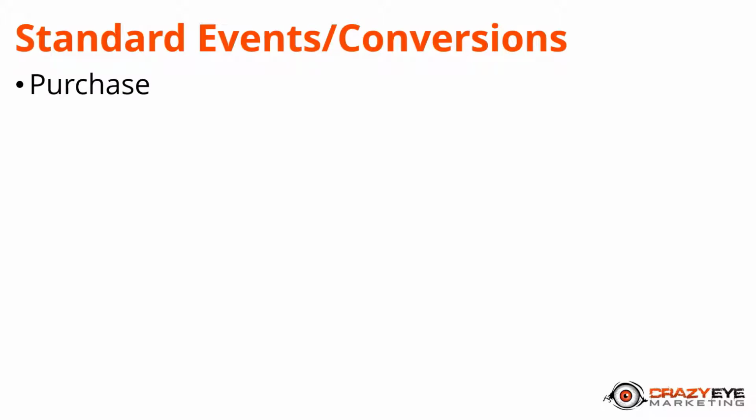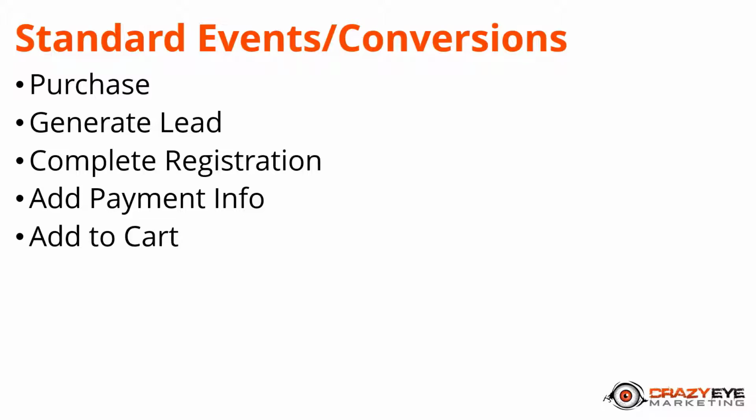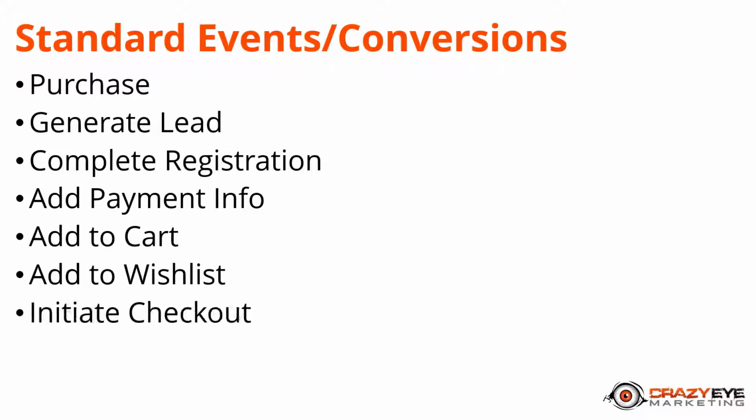So of course, someone buys something, you want to track that purchase. Then we have the generate lead event. So again, somebody opts in for something, complete registration. So if they register for like a webinar or event, you could use that event. Add payment info. So, fill out step 1 of an order form, add to cart, add a product to their cart, add to wish list, initiate checkout, search, view content.